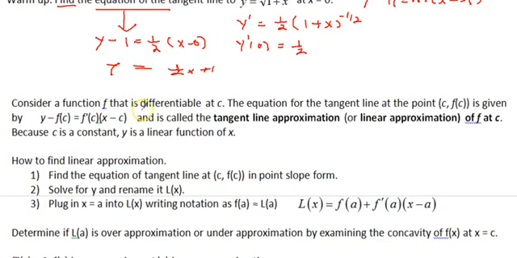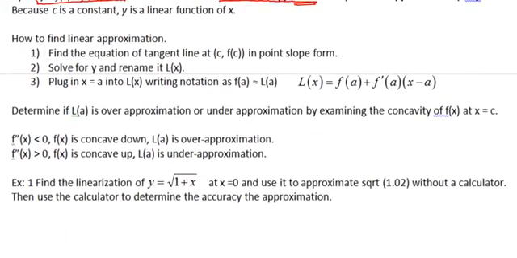Now consider f is differentiable at c. We already took care of this. f prime of c, that's the slope at c, which gives the equation of tangent line approximation. Now, how do we work on finding approximation? So we got the equation of tangent line in point slope form. Solve for y, which we already did. That was my equation, y is equal to 1/2 x plus 1.